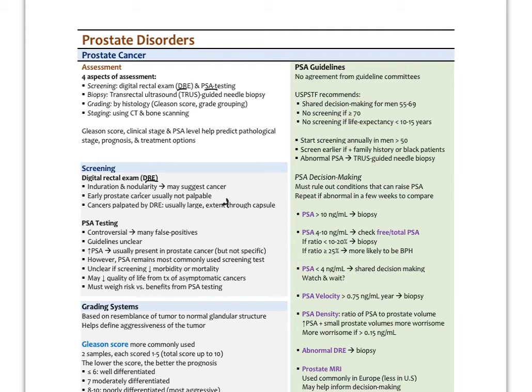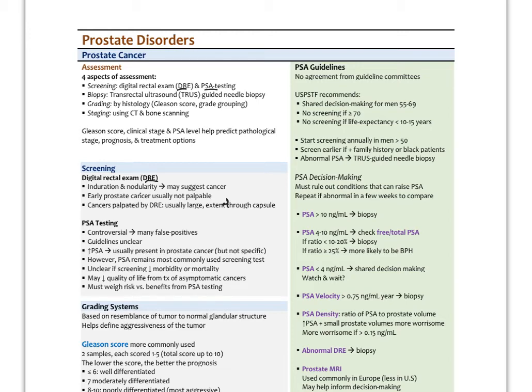It's unclear if the screening is actually decreasing morbidity or mortality. So you get more tests done, but does that decrease overall the morbidity or mortality from prostate cancer? That's the question. It may decrease the life quality in treatment of asymptomatic cancer. So some men might be overtreated from that. So we've got to weigh all these risks versus the benefits of PSA screening.